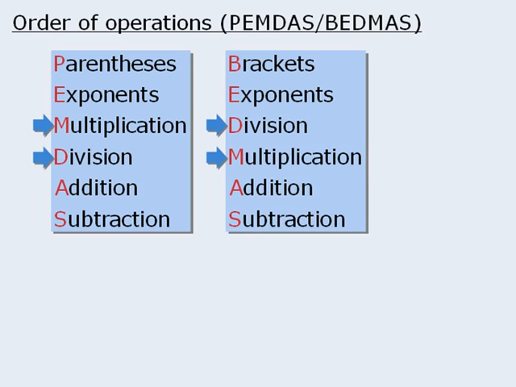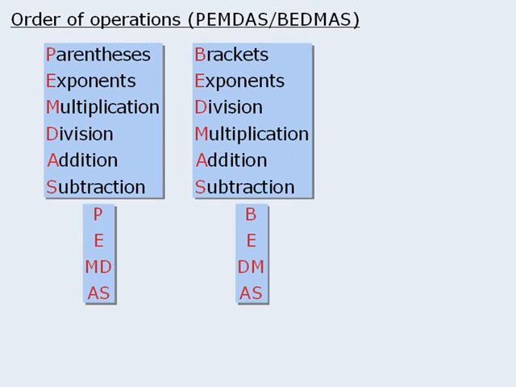Next we have what looks like a problem. On the left-hand side it looks like multiplication comes before division, and on the right-hand side it looks like division comes before multiplication. Well, this is the problem with displaying PEMDAS and BEDMAS like this. In actuality, multiplication and division are on the same level of the hierarchy. Likewise, addition and subtraction are also on the same level. So a better way to display these rules is as follows, with multiplication and division on the same level, and addition and subtraction on the same level.